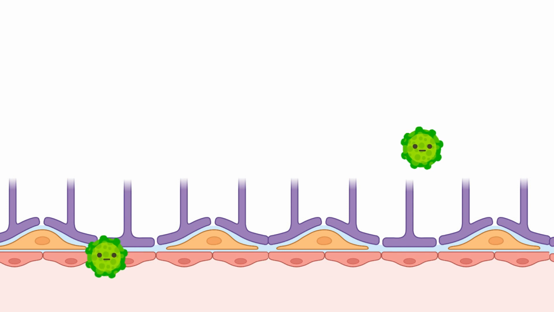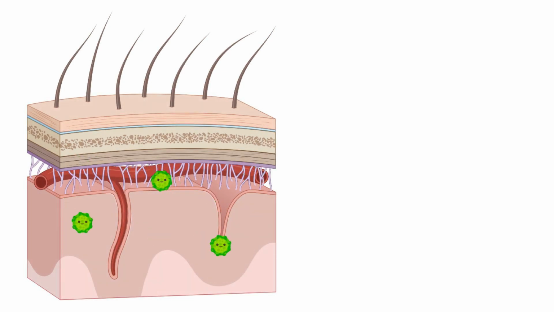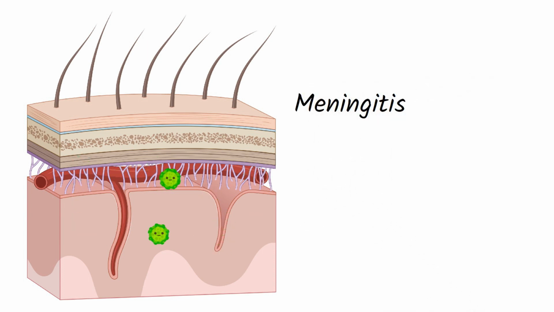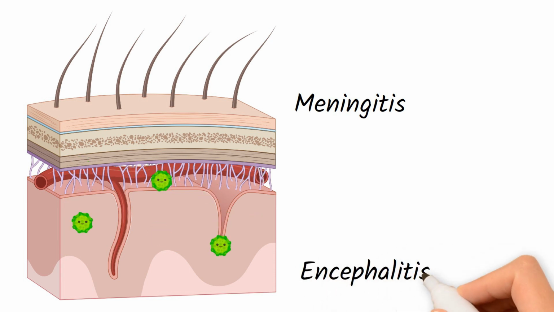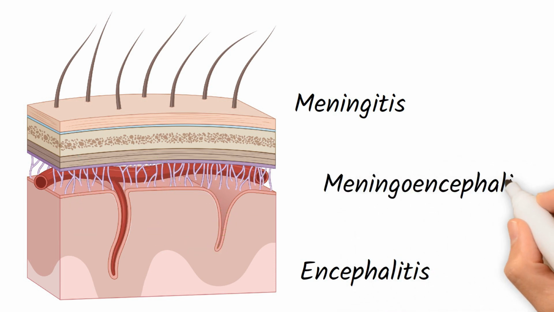When an infectious particle crosses this blood brain barrier, they can cause inflammation in the meninges as well as the brain parenchyma. If the inflammation is occurring in the leptomeninges, it's called meningitis, which is the topic for today's video. And if the brain parenchyma is inflamed, it's called encephalitis. Meningoencephalitis is when both meninges and the brain parenchyma are inflamed.